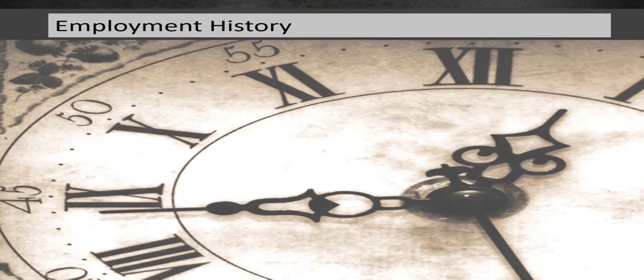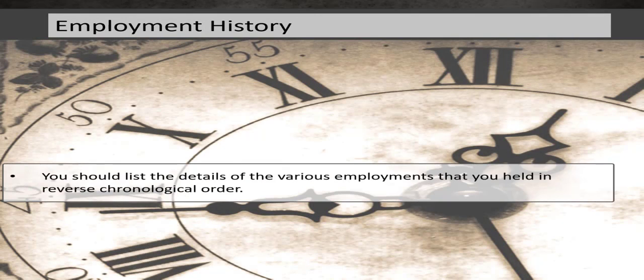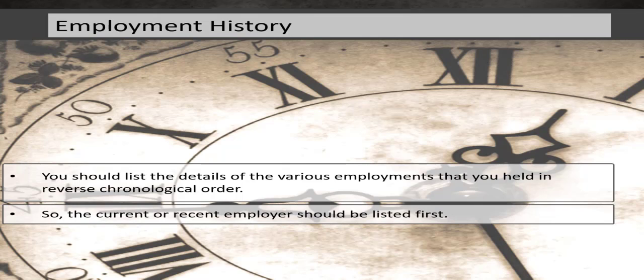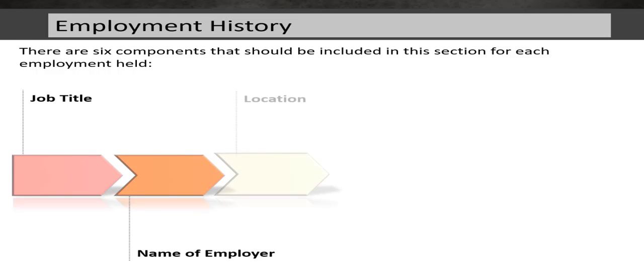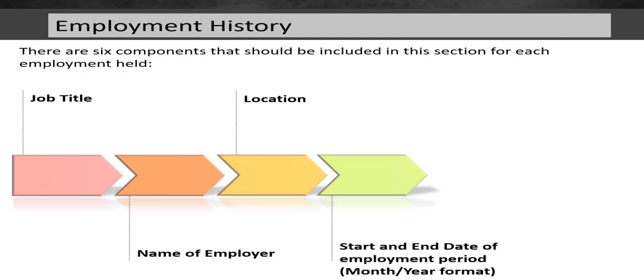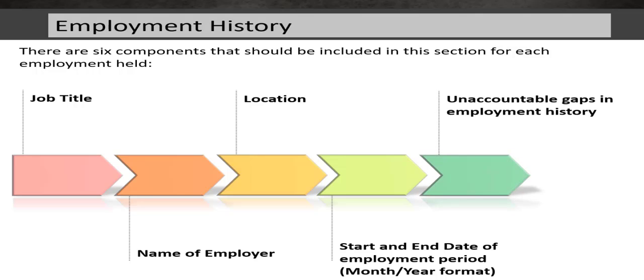Employment history. You should list the details of the various employments that you held in reverse chronological order. So, the current or recent employer should be listed first. You should also divide the relevant experience with work history as per the job role in each employment. There are 6 components that should be included in this section for each employment held: job title, name of employer, location, start and end date of employment period in month, year format, unaccountable gaps in employment history, and description.